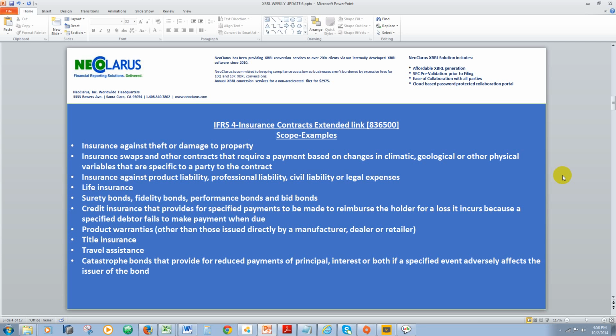because a specified debtor fails to make payment when due, product warranties other than those issued directly by a manufacturer, dealer or retailer, title insurance, travel assistance, and catastrophe bonds that provide for reduced payments for principal, interest or both if a specified event adversely affects the issuer of the bond.